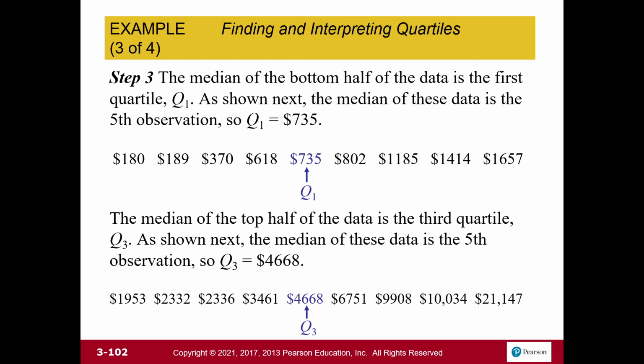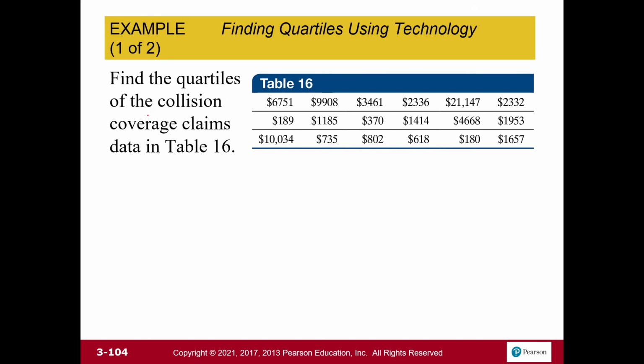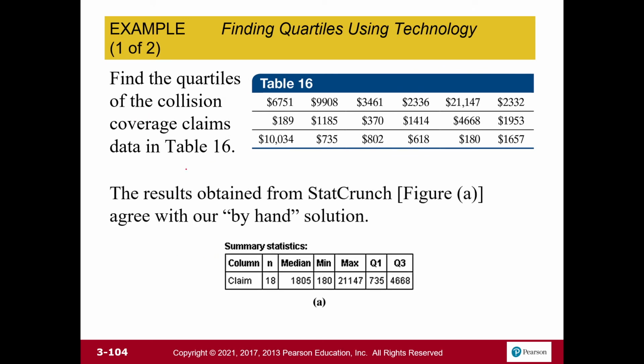And now, actually it's the median of the bottom half, and the actual median we didn't figure out just yet, but here we have the upper quartile is 4668. There's our interpretation. And when you find the quartiles for the collision coverage, there it is. This looks good.